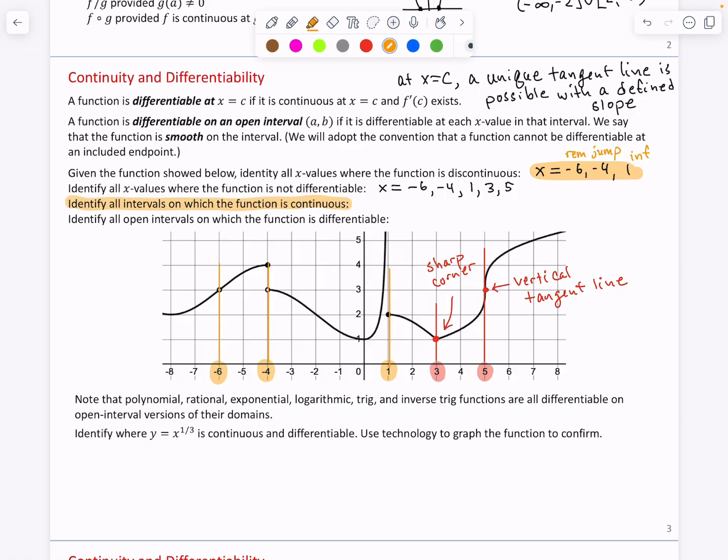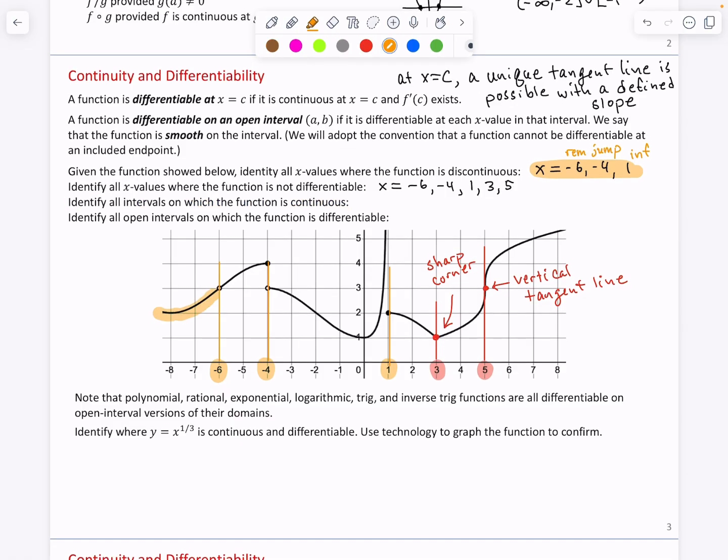Identify all intervals on which the function is continuous. So this first piece, up to this missing point, the function is continuous. So that's negative infinity up to negative 6, exclusive of negative 6. The function's continuous on this interval, and at the right endpoint, we're left continuous. So we end on a solid point. So we go from negative 6 exclusive up to negative 4 inclusive. This portion here is continuous.